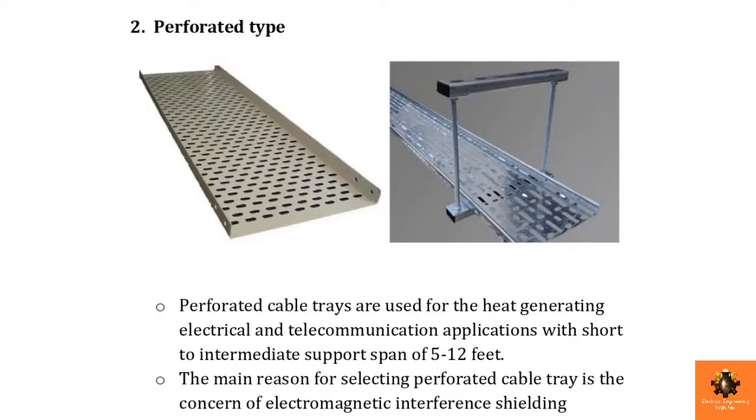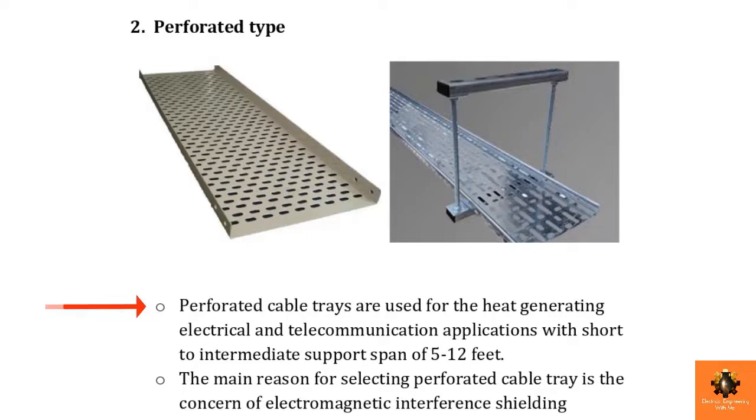Next, talking about the perforated type cable tray. So this is the perforated type cable tray. This type of tray has holes on the bottom sheet and holes on the side rails. These holes provide enough ventilation for cables and are used to tie down the cables. Like in this picture, these holes are used to tie the cables, and because of making these holes, the overall weight of the cable tray is reduced. These types of cable trays are used for heat generating electrical or telecommunication applications, for the lighting load.